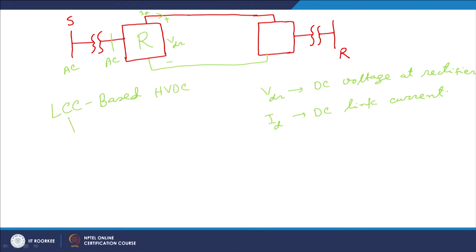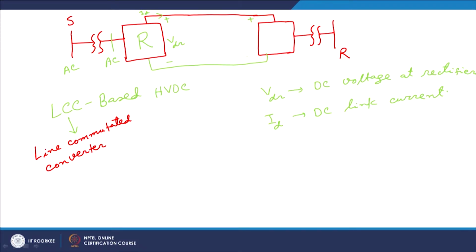What is LCC? LCC is line commutated converter. Basically, these are nothing but thyristor based converters. And HVDC, we know that it is the HVDC link, that is high voltage DC transmission link. So, DC current flows from the rectifier side to inverter side.